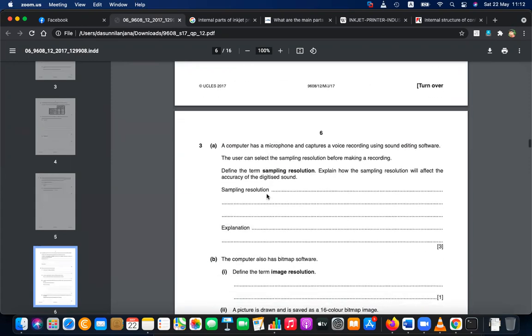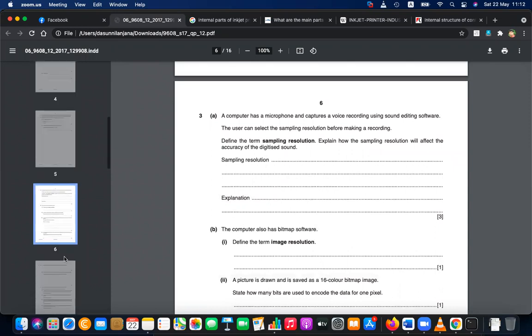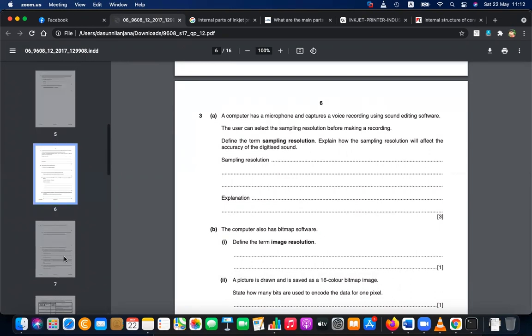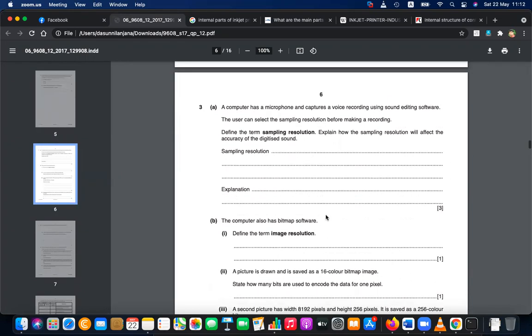Okay, then question number 3. So how many pages do we have? It's a large paper. Question number 3. A computer has a microphone and captures voice recording using editing software. The user can select the sampling resolution before making a recording. Define the sampling resolution and explain how sampling resolution will affect the accuracy of the digitized sound.